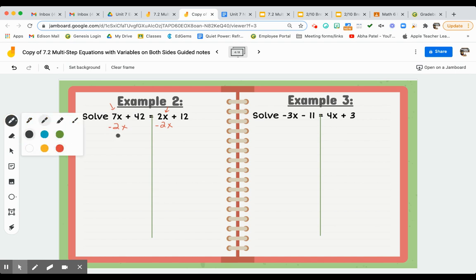And you're going to end up getting 5x plus 42 is equal to 12. And now, again, this turns into problems that you've seen before. You'd want to subtract the 42 because you're adding it over here. So subtract 42. So 5x is equal to negative 30. Divide by 5. And you get x equals negative 6.